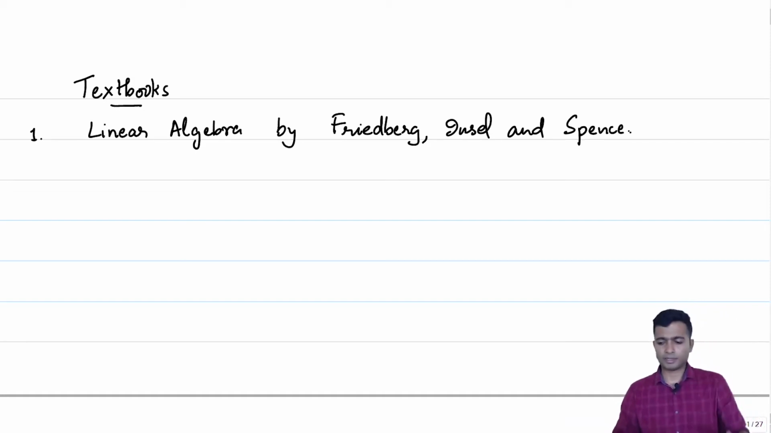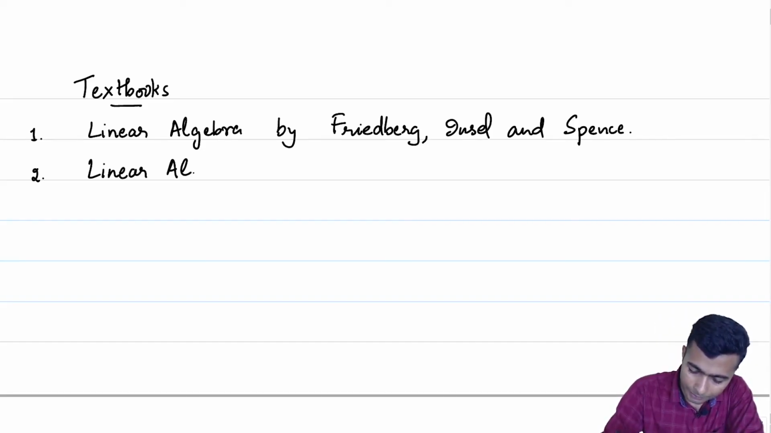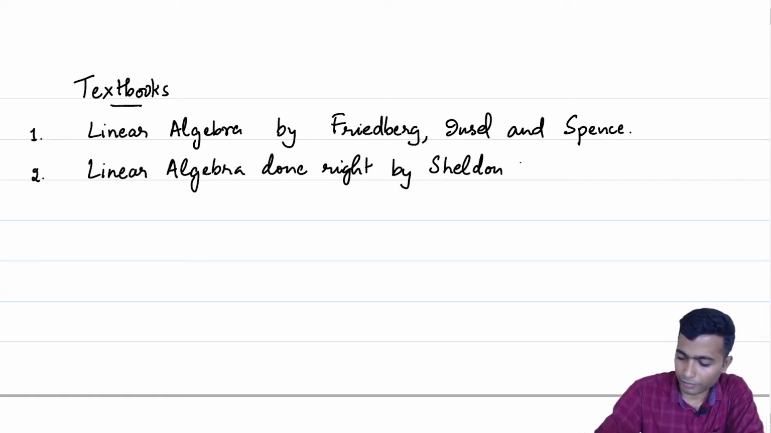So this is a very classical subject. There are many beautiful textbooks written on the subject of linear algebra. I would also refer you to another book which is called Linear Algebra Done Right by Sheldon Axler. This is also a very elegant book.